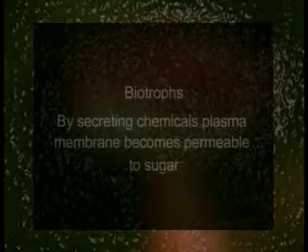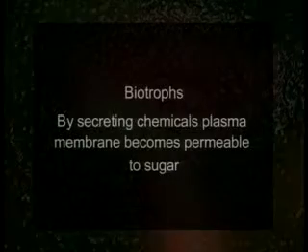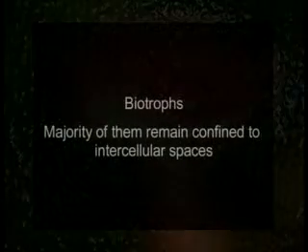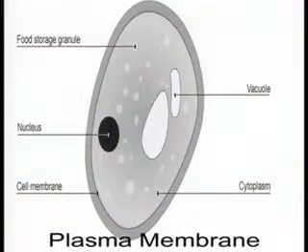Many biotrophs secrete chemicals that make the plasma membrane permeable to sugars. As they leak from the host cell, the fungus absorbs them. While the majority of the biotrophic fungi remain confined to the intercellular spaces, a few are able to pierce through the cell wall by creating a hole and inserting a portion of the filamentous cell called haustorium. The latter brings it close to the plasma membrane and makes it easier to absorb nutrients.